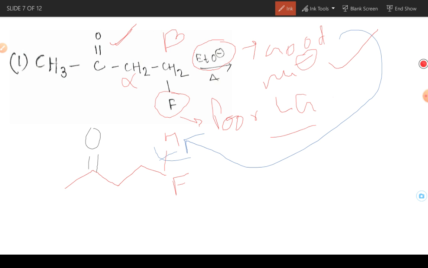You will have a question, why have you taken E1CB here? See, we are getting here a good nucleophile, here a poor leaving group, as well as a beta hydroxycarbonyl compound.